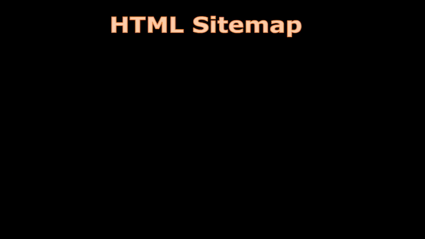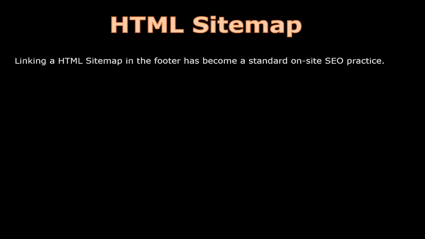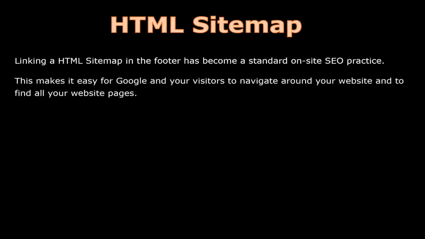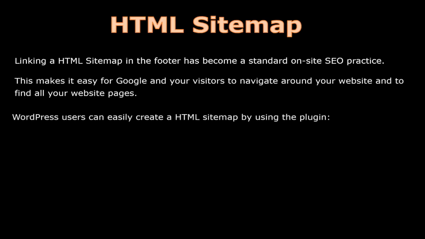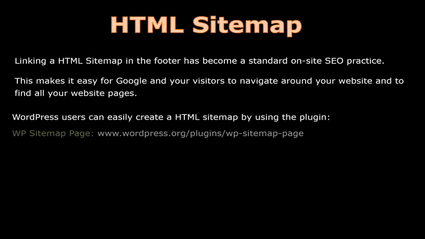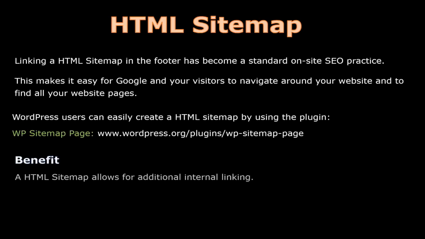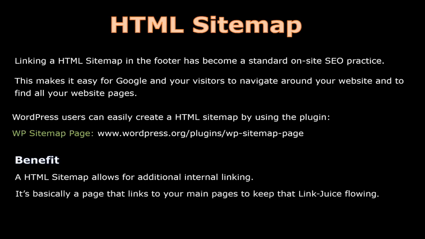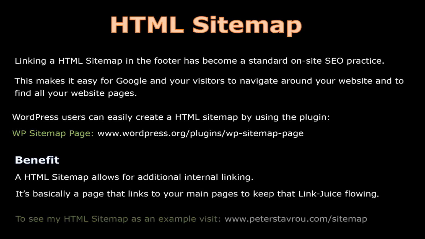HTML sitemap. Linking an HTML sitemap in the footer has become a standard on-site SEO practice. This makes it easy for Google and your visitors to navigate around your website and to find all your website pages. WordPress users can easily create an HTML sitemap by using the plugin WP Sitemap Page. A benefit of using an HTML sitemap is that it allows for additional internal linking. An HTML sitemap is basically a page that links to your main pages to keep that link juice flowing. To see an example of my HTML sitemap, you can visit this URL.